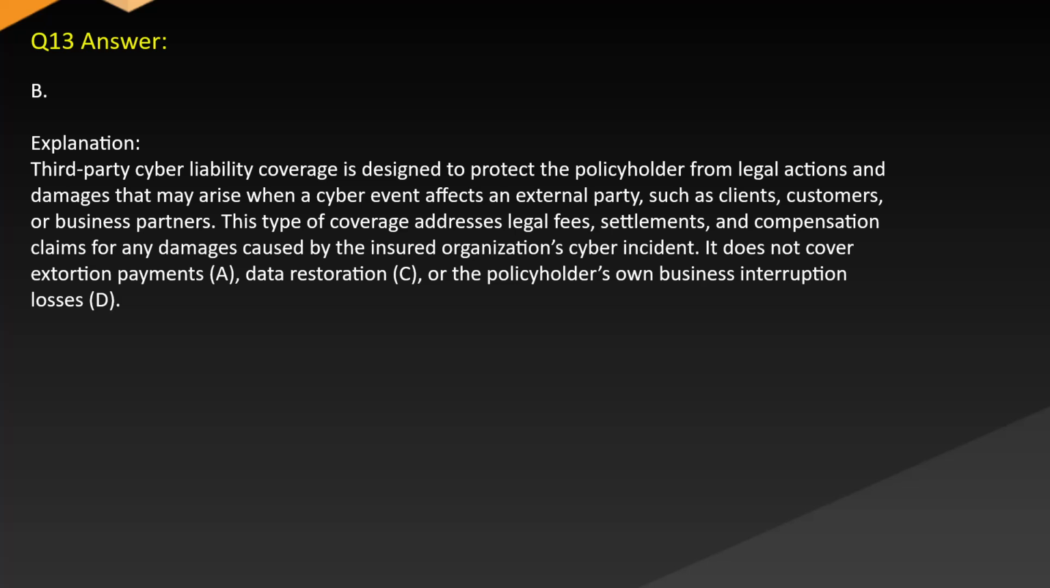Answer: B. Explanation. Third-party cyber liability coverage is designed to protect the policyholder from legal actions and damages that may arise when a cyber event affects an external party such as clients, customers, or business partners. This type of coverage addresses legal fees, settlements, and compensation claims for any damages caused by the insured organization's cyber incident. It does not cover extortion payments, A, data restoration, C, or the policyholder's own business interruption losses, D.